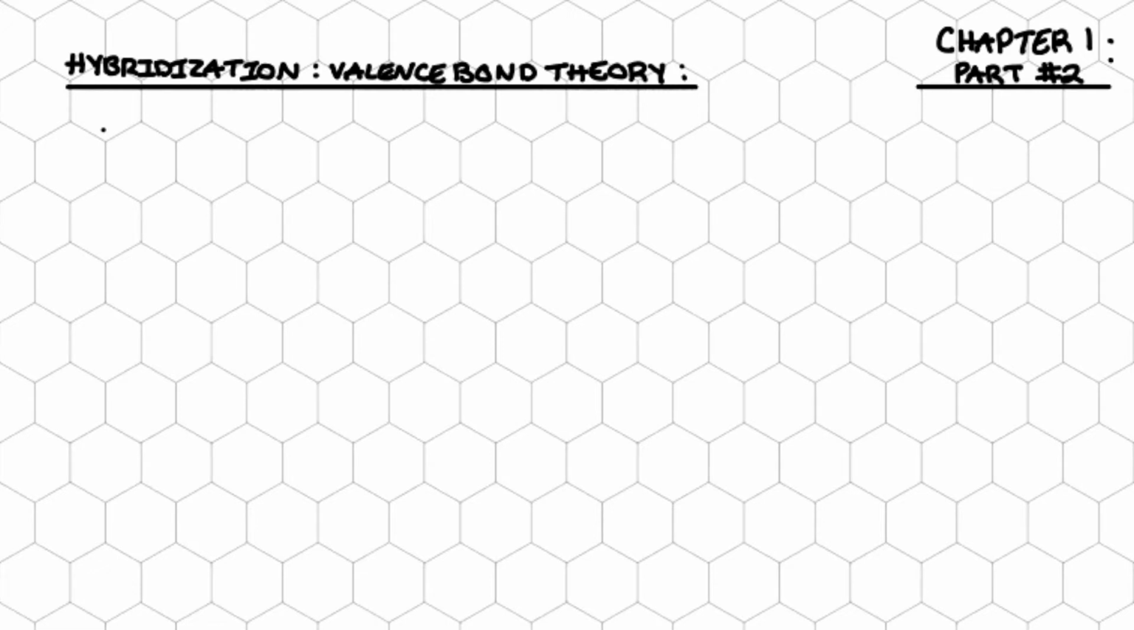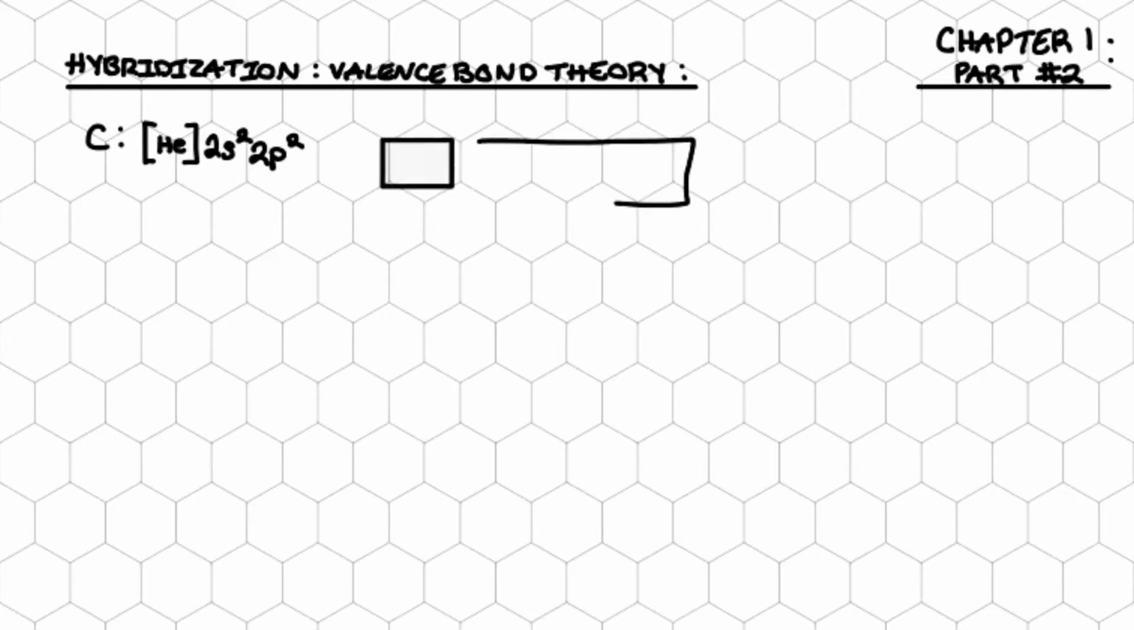So let's start with an example of carbon. The carbon electron configuration is helium 2s2 2p2. And you see, carbon has 4 valence electrons. Now we're going to draw it in its orbitals. As you remember, S had 1 orbital and P had 3 orbitals. We're going to draw it.